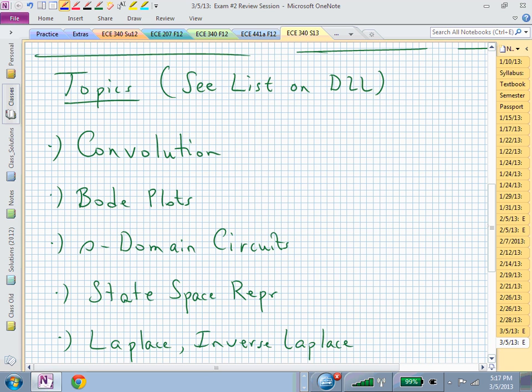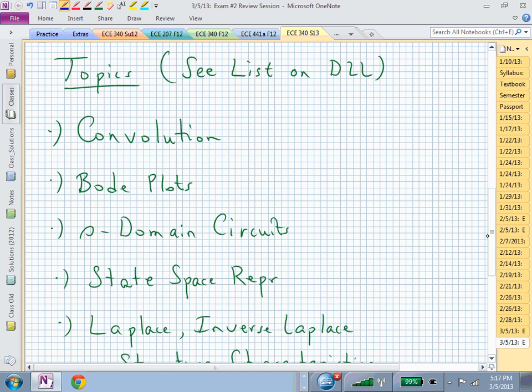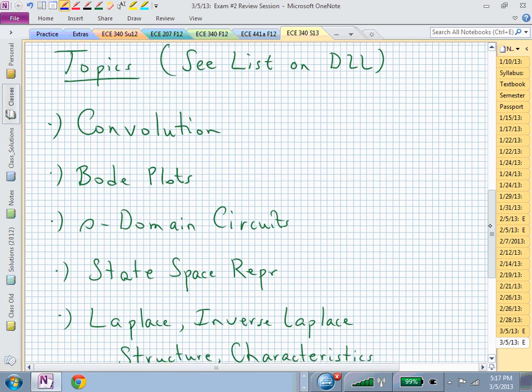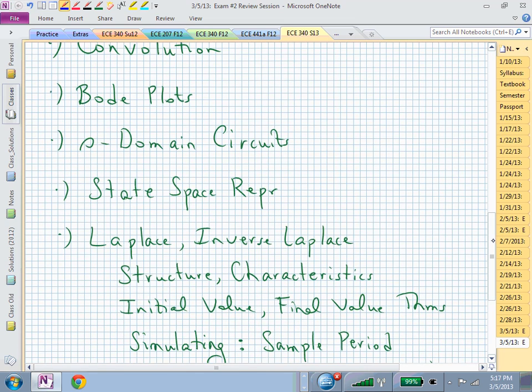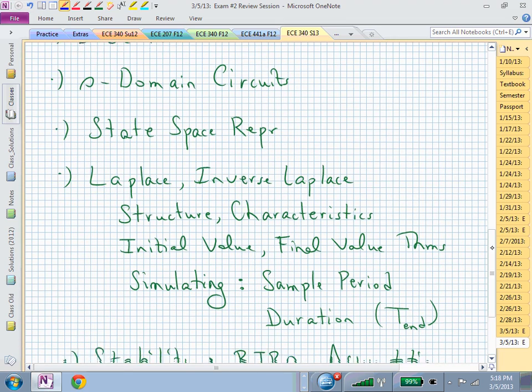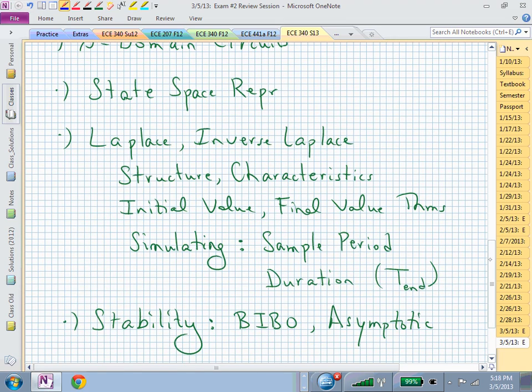The topics for the exam: we will have convolution, Bode plots, S-domain equivalent circuits, and for a more extended listing, you might check the list of topics on D2L. State space representations. Some of the earlier exams or practice exams had problems dealing with state space representations and going back and forth between different representations. We haven't yet gotten there this semester, so you won't have to worry about all integrator block diagrams for this exam. That will be the next exam.